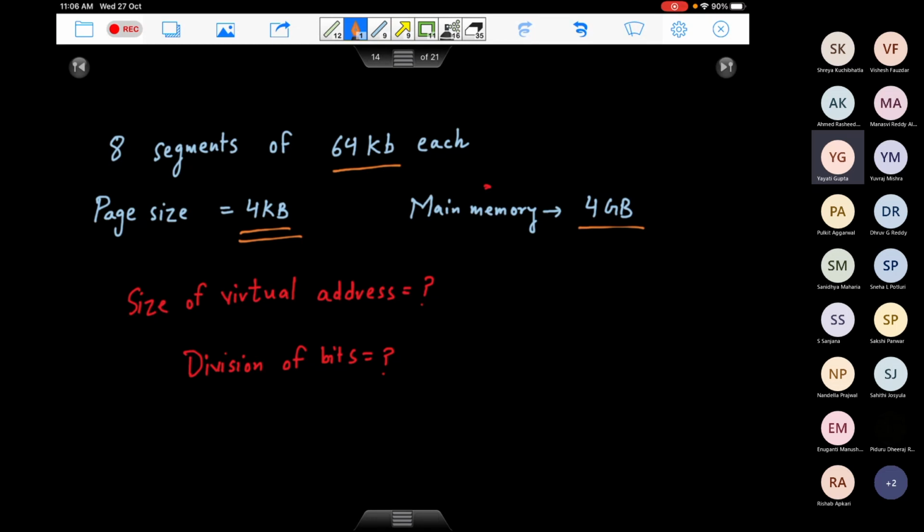Now, can you tell me what will be the size of the virtual address? By size, I mean the number of bits in the virtual address. How do we compute that? And how many of these bits will correspond to the segment number? How many of these will correspond to the page number? And how many of these will be the offset?